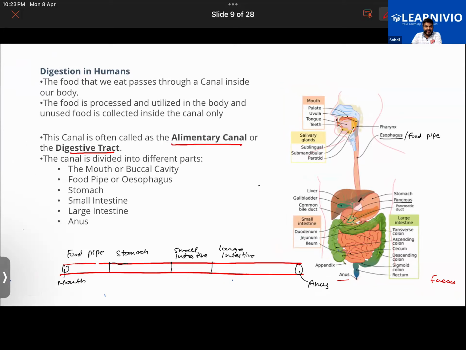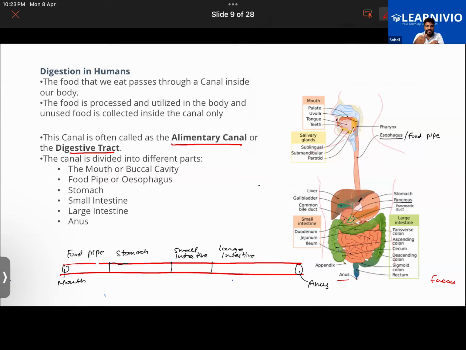So the alimentary canal can be divided into various components. The first compartment is called the mouth. Mouth has another name, called the buccal cavity. What is a cavity? A cavity is an open space. Wherever in our body we have some open space, that is called a cavity.